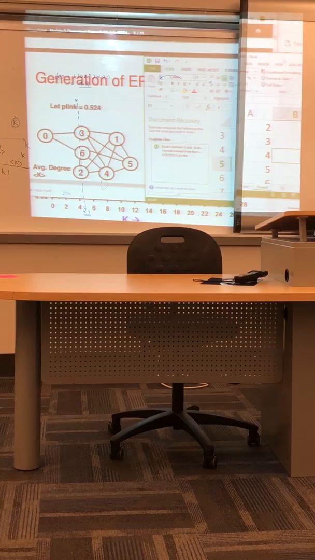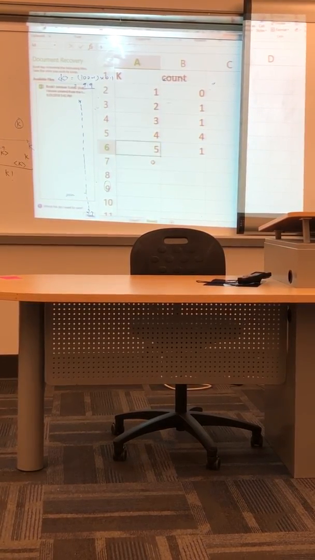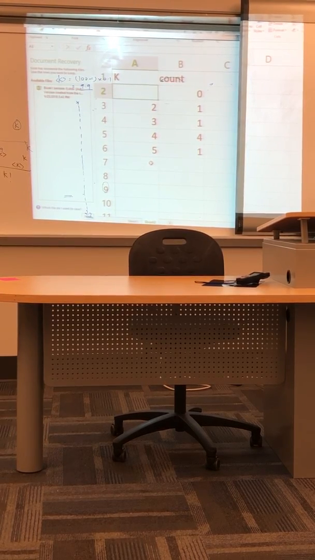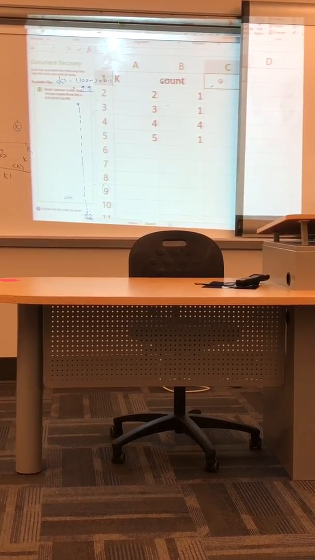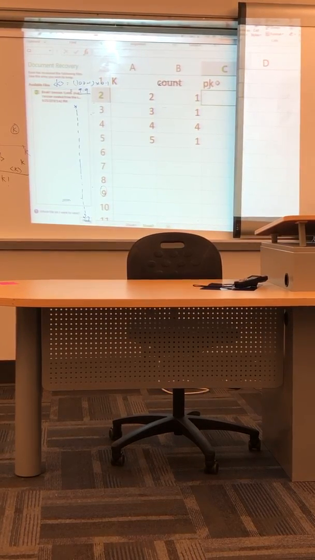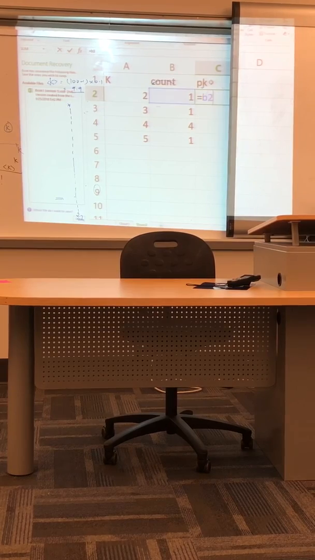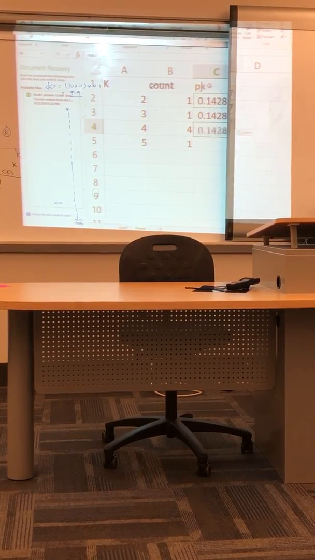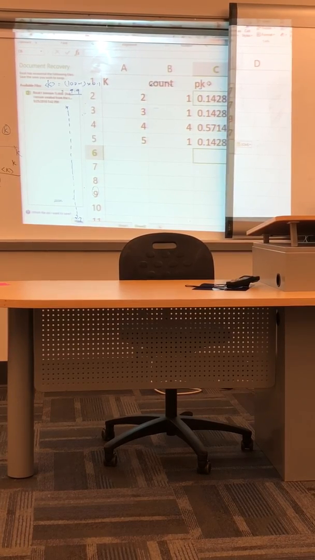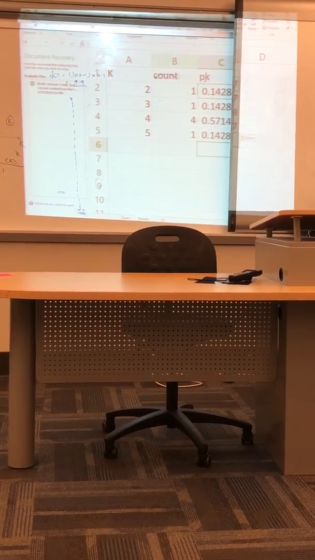Okay, so this is a count. There's no node with degree 6, degree 5, or degree 1, so remove those. Then we can get the pk values right away. What are they? The value here, v2, divided by the number of nodes, 7. So these are the pk values: the count divided by the number of vertices.